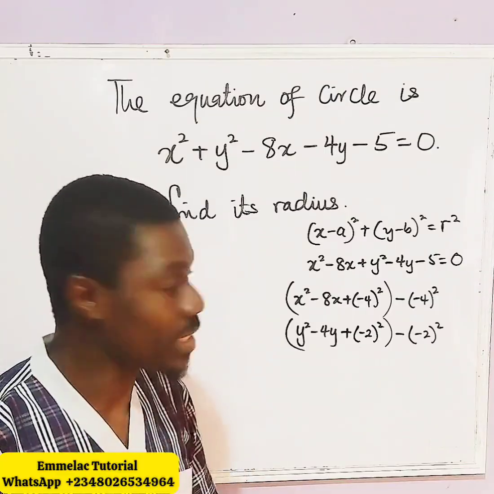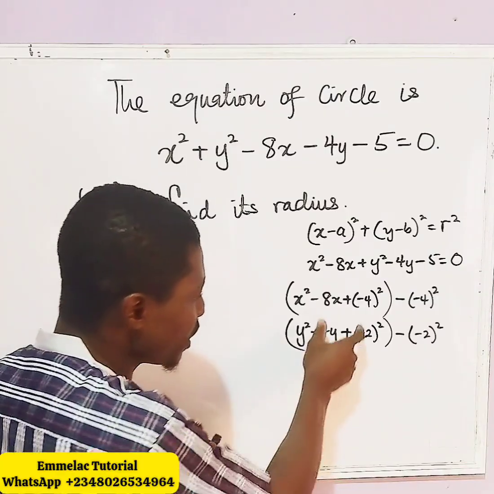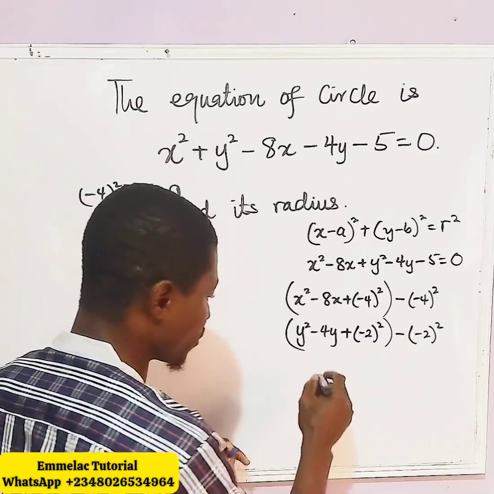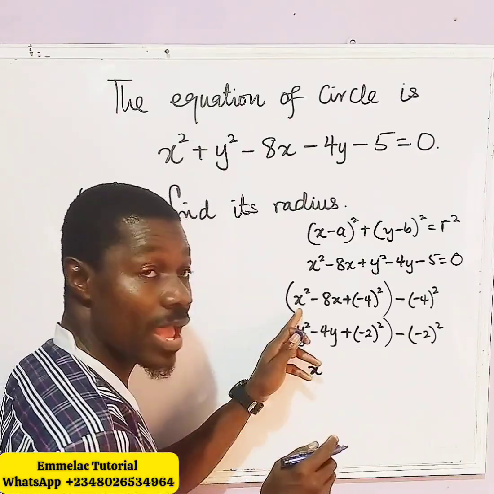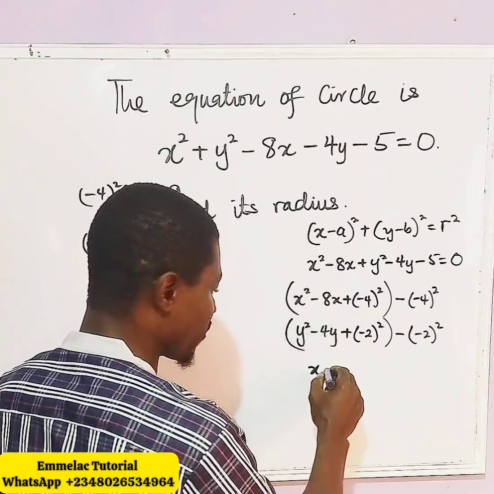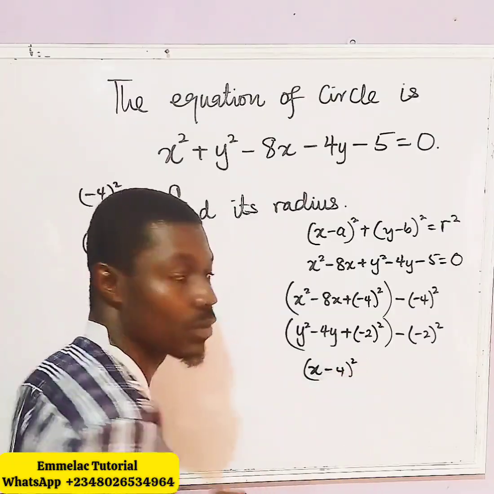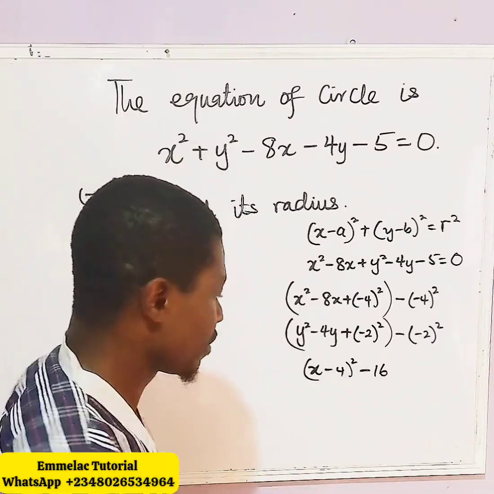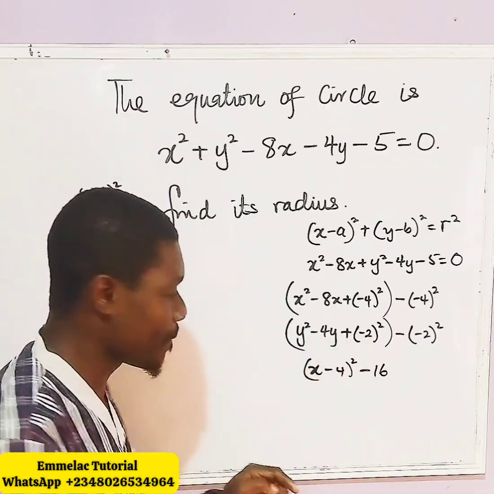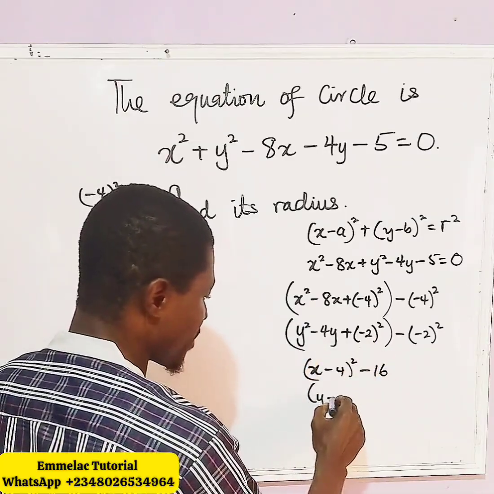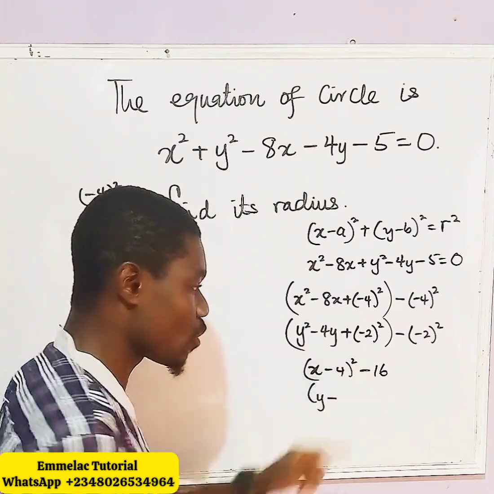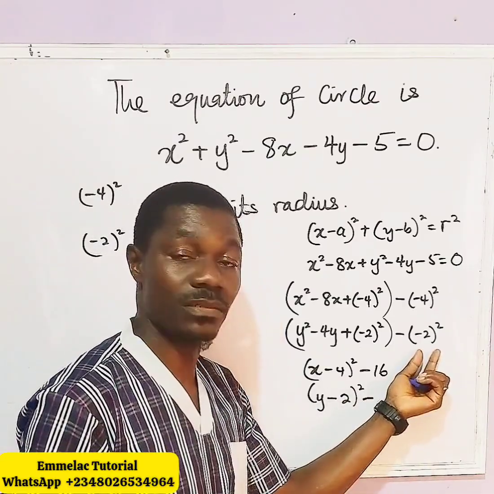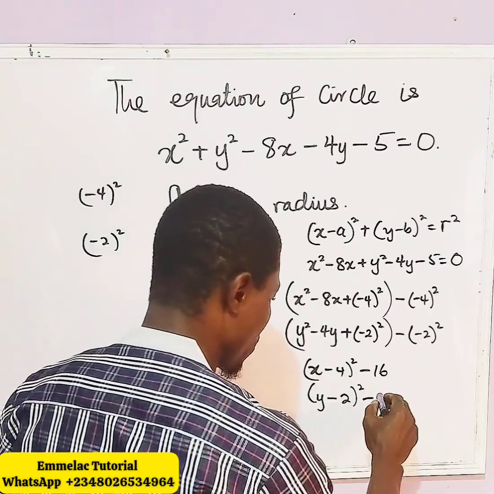To make it easier, let's do it this way. The whole of this now becomes a perfect square, so which implies we have x, then take the term negative 4, all squared. Now with this one, then minus 16, that is for that. Then for the y term, we take y, then minus 2, all squared, then minus negative 2 all squared, that should give us 4. So here you have 4.